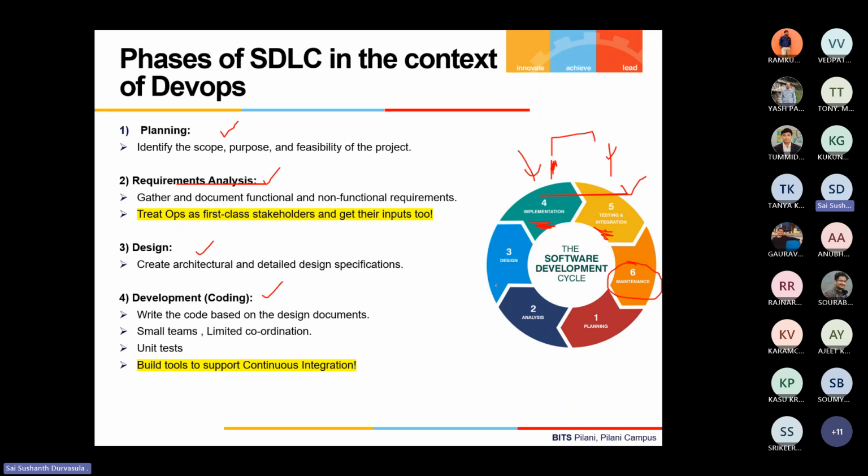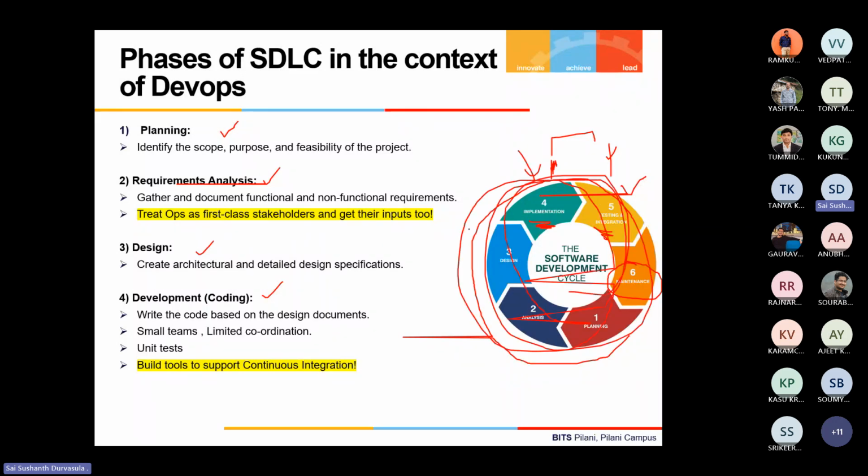So those are still done, and let's say we find some issues or bugs, then again we plan for it and analyze it and do the design and implement it and roll it out, right? So that is how this is a continuous process.